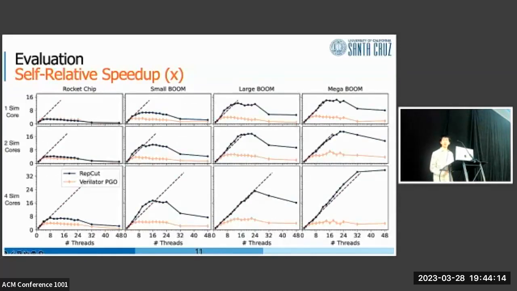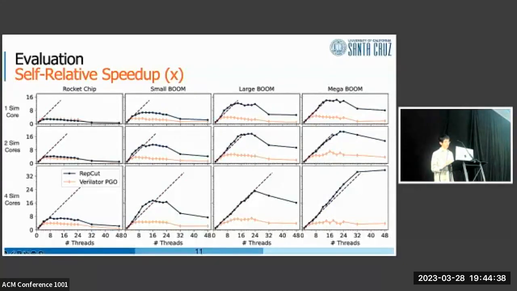Since we are working on parallelization, the first thing we are interested in is the self-relative speedup, or the scalability. As we can see here, from left to right, the design size increases from Rocket Chip to small BOOM, large BOOM, and mega BOOM. From top to bottom, the number of simulated cores increases from 1 to 4.